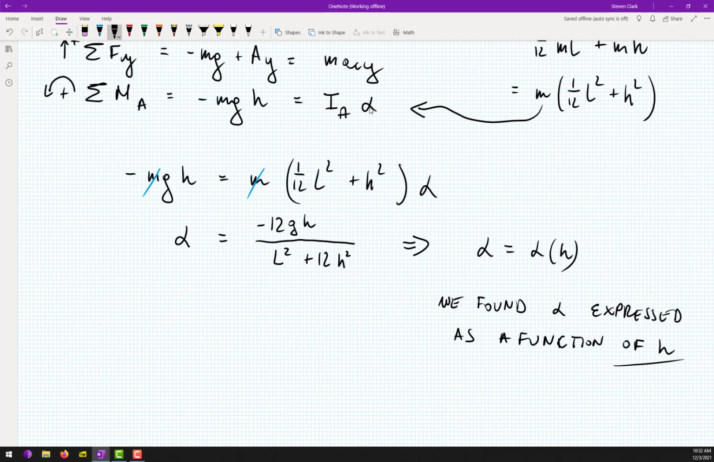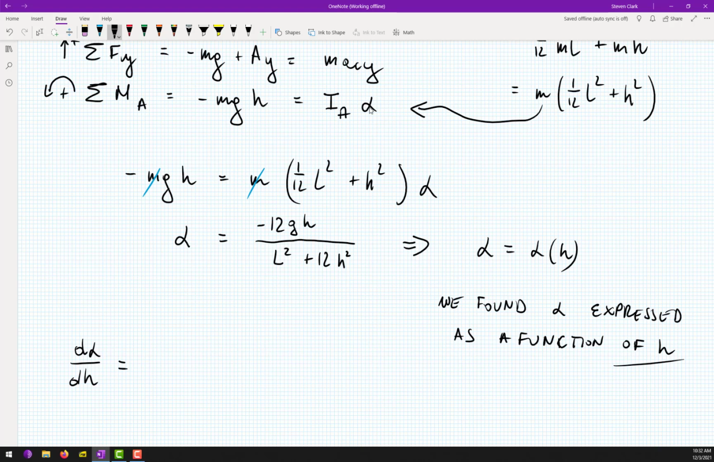And I think that we should find the maximum value of alpha. Yes? Okay, so in your calculus class, how did you find the maximum value of a function? Take a derivative, yeah. So we're gonna take the derivative over h. So we're gonna have d alpha dh.